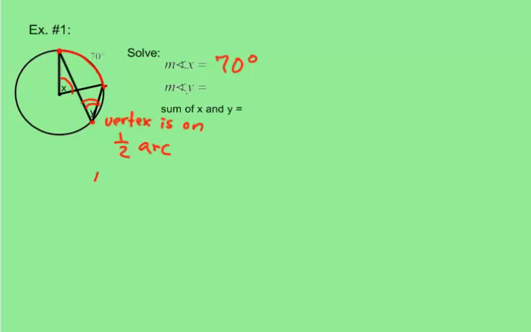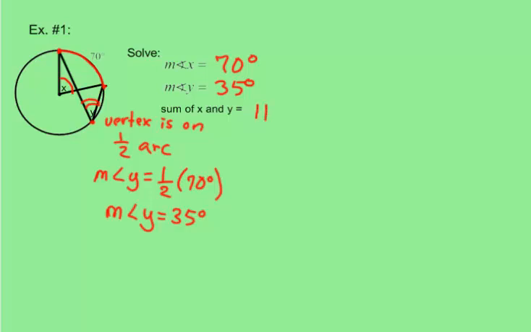So the measure of angle Y equals 1/2. What's the arc that it intercepts? 70 degrees. And today we're going to start to see where that intercepted arc can sometimes be a little bit tricky for us. So the measure of angle Y, half of 70, is 35 degrees. What do they add up to? The sum of X and Y is 105 degrees.